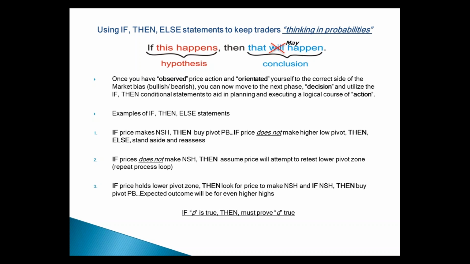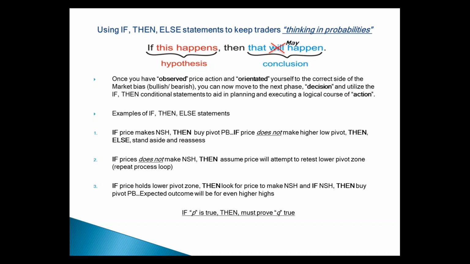Thinking about what is currently happening, again, using that OODA loop, observation, orientation, and then getting into those subcycles of decision and action. So once you've observed price action, and again, orientated yourself to the correct side, bullish, bearish, trend up, down, sideways, the next phase becomes our decision and action cycle. And this is where we're going to utilize the if-then conditional statements, okay?